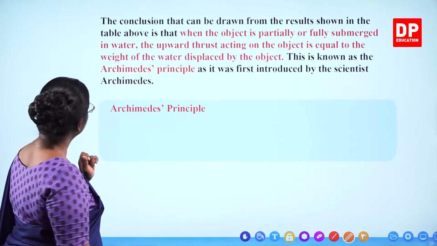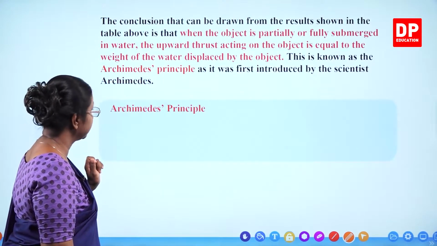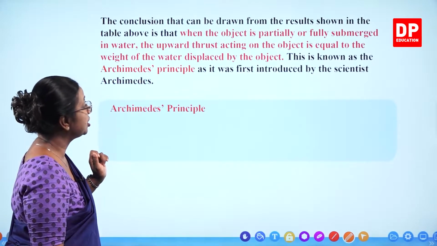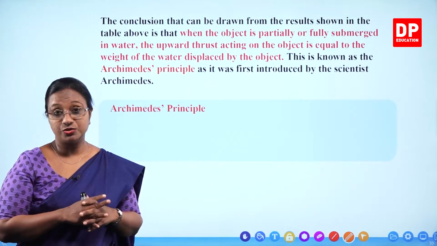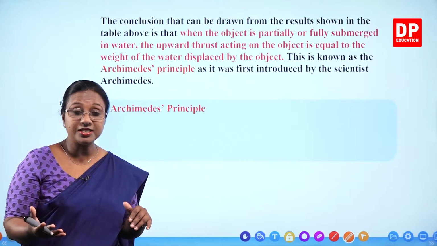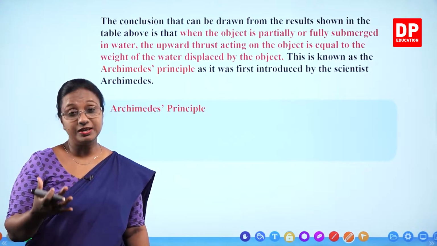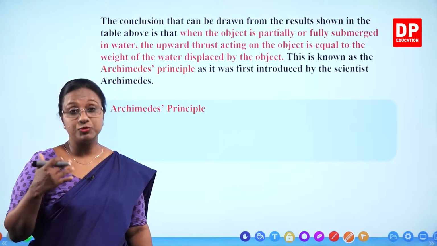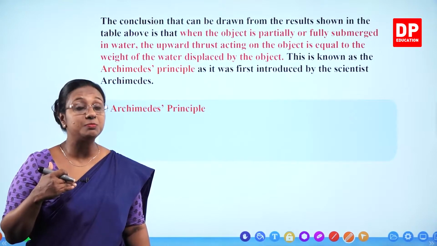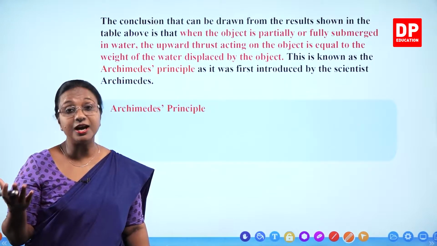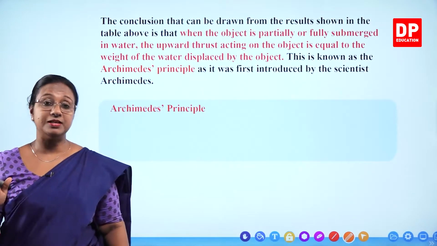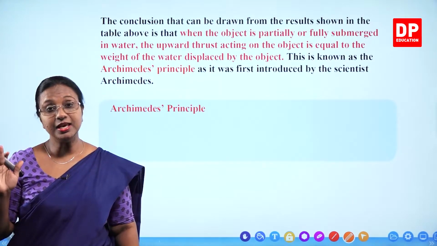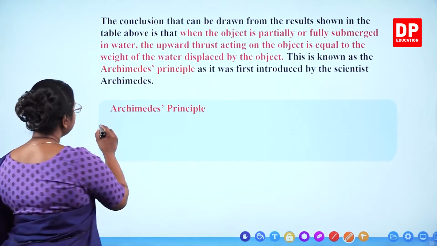So this is known as the Archimedes principle, as it was first introduced by the scientist Archimedes. So I told you all this also. He is the one who introduced the concept to us, and also after him only, we have to honor him only. We name the displacement jar as Eureka jar. So now, if we look at the Archimedes principle, this is what he introduced.